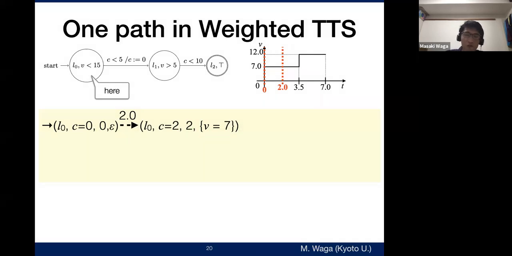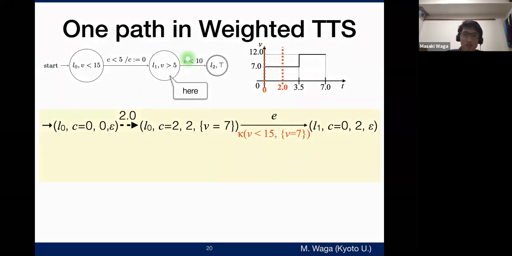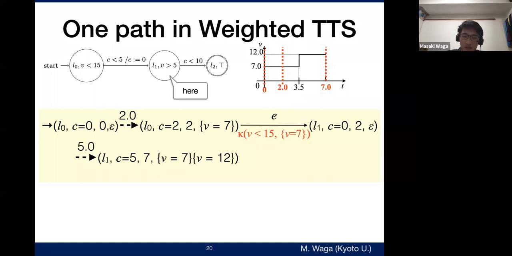And from this configuration, we do a discrete transition to this second location L1. And this time we feed this constraint v is smaller than 15, and this v is equal to 7, which is the observation at the first part of the continuous transitions. So yeah, these values are fed to this weight function, and we obtain this weight for this discrete transition. And similarly, we do the time elapse of length 5.0. And this time, between 2.0 and 7.0, we observe these two signal values, 7.0 and 12. So we append these two values at the end of this sequence, the fourth element of the tuple.